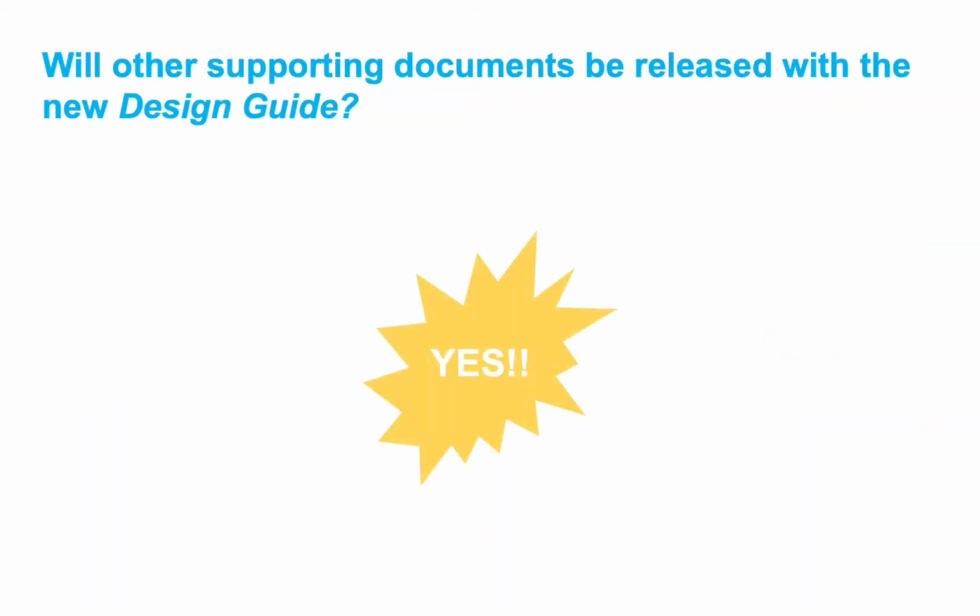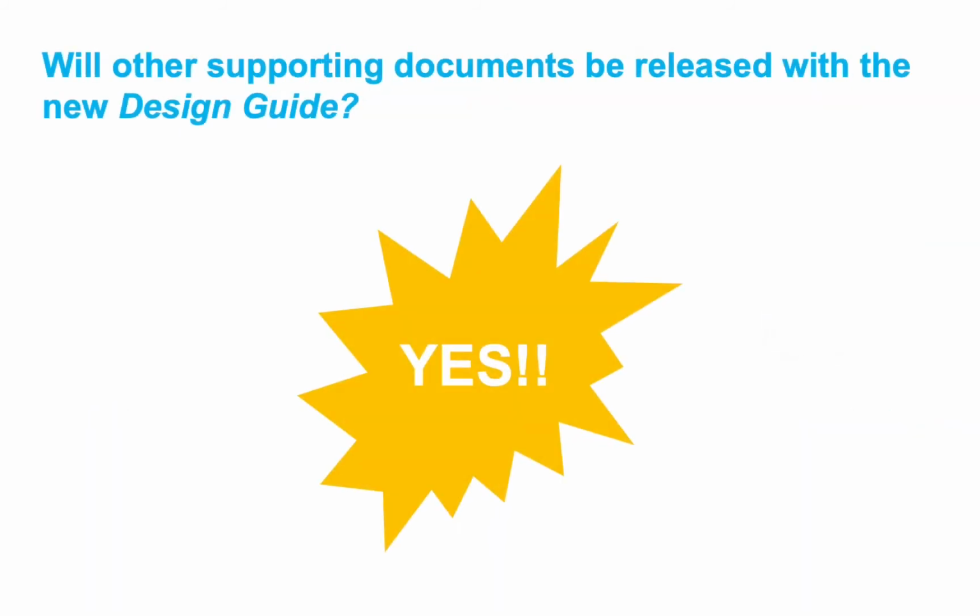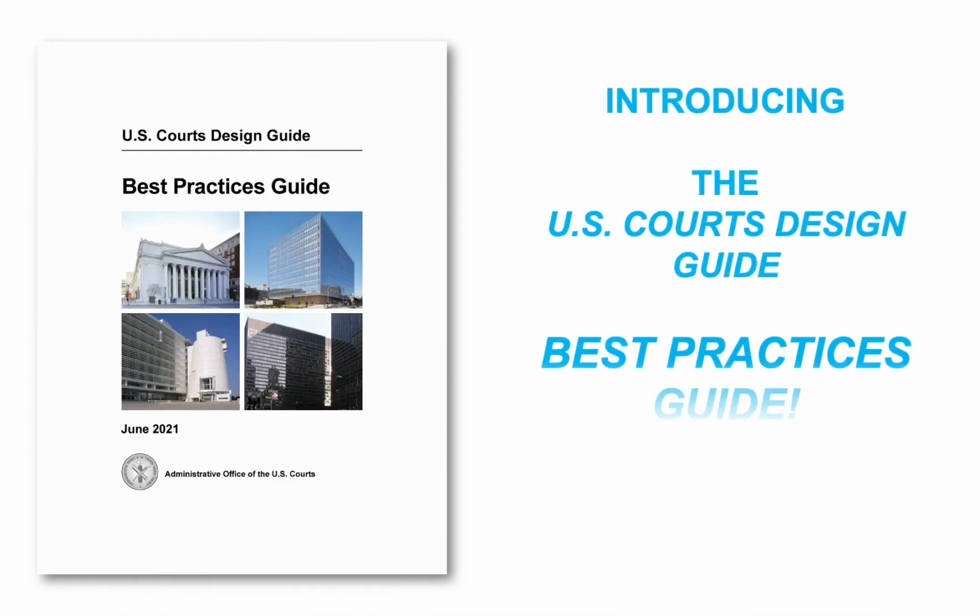Other documents that provide supplementary information to the design guide are in the process of being created. Most notably, the AO is currently working with an expert panel made up of court architects, space planners, and AO program managers to develop a best practices guide. This guide will be released in June of 2021.